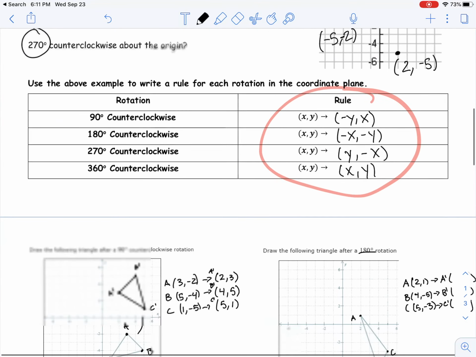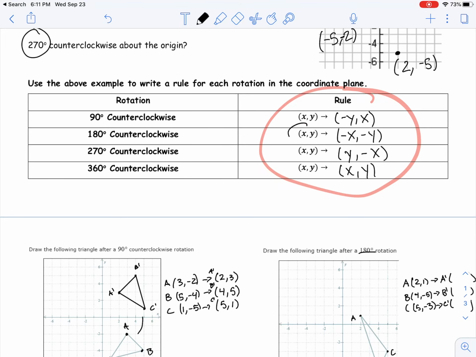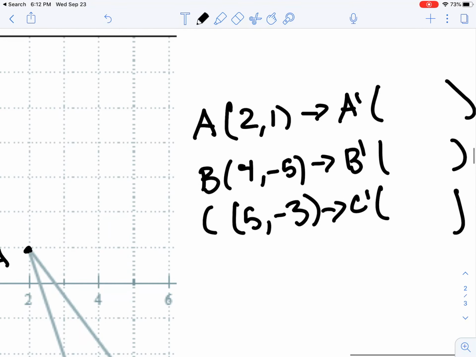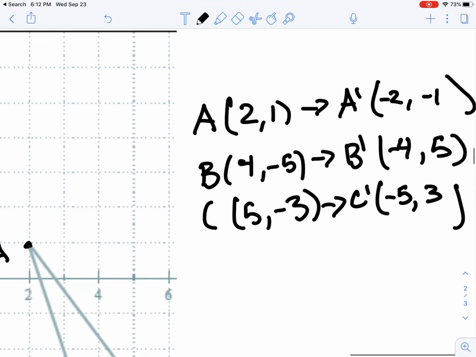Okay, what's our rule for 180 degree rotation? Our rule was the x and the y stay in the same place, except they both become negative. So that'll be really easy. Or I guess I shouldn't say that, I'm sorry. I shouldn't say they both become negative, because if they're already negative, then they're going to become positive. So this one would be negative 2, negative 1. This one would be negative 4, positive 5, right? Because it's the opposite. And this one would be negative 5, positive 3.